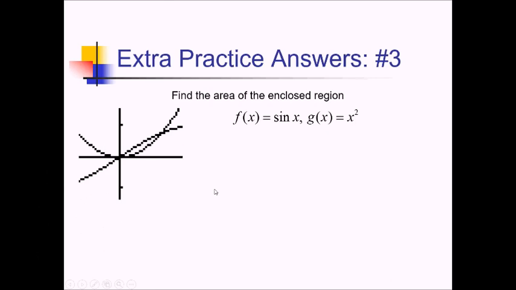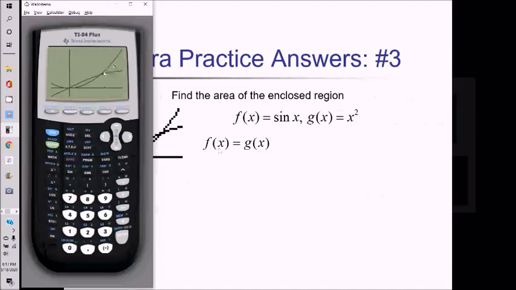Okay, well, in order to get that, I need limits of integration. They clearly intersect at 0. If you plug 0 in for x on both of these, you get 0 back. But what is this other intersection point? In order to solve this, I'm going to have to use the intersect function on the calculator. So I can see that f of x equals g of x at, and let's go back to the calculator to see exactly where that is.